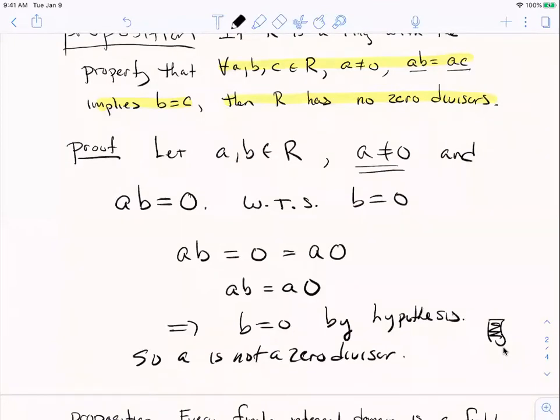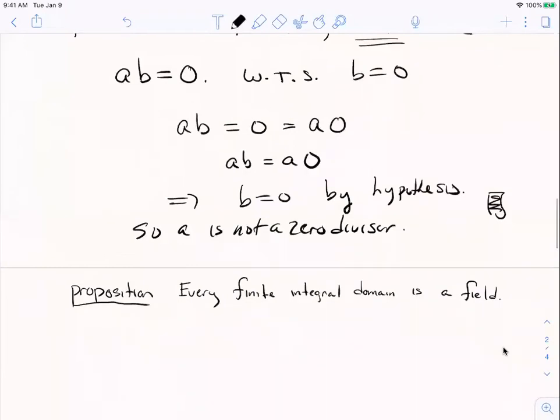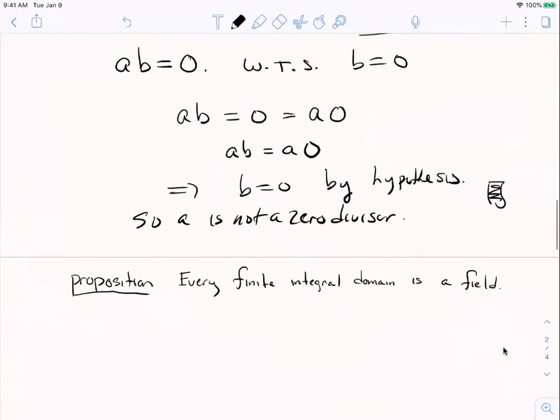If you gave me an equation in the integers like 2 times x is equal to 2 times y, then I can say that x is equal to y. And I'm not deriving that by multiplying by the inverse of 2, because in the integers, 2 doesn't have an inverse, but I can still cancel. Cool. All right. So we've reached the final proposition. I wanted to show you that every finite integral domain is a field. I think this is an interesting fact.